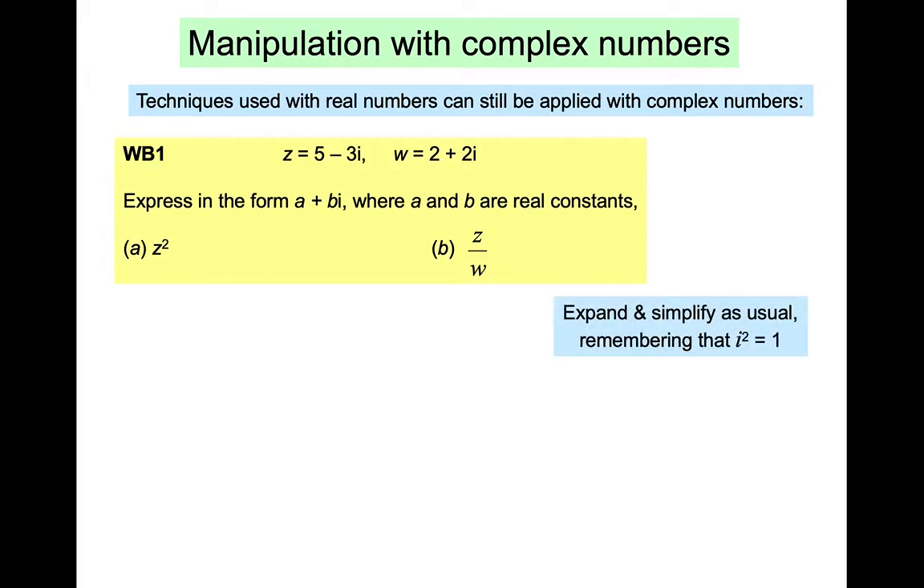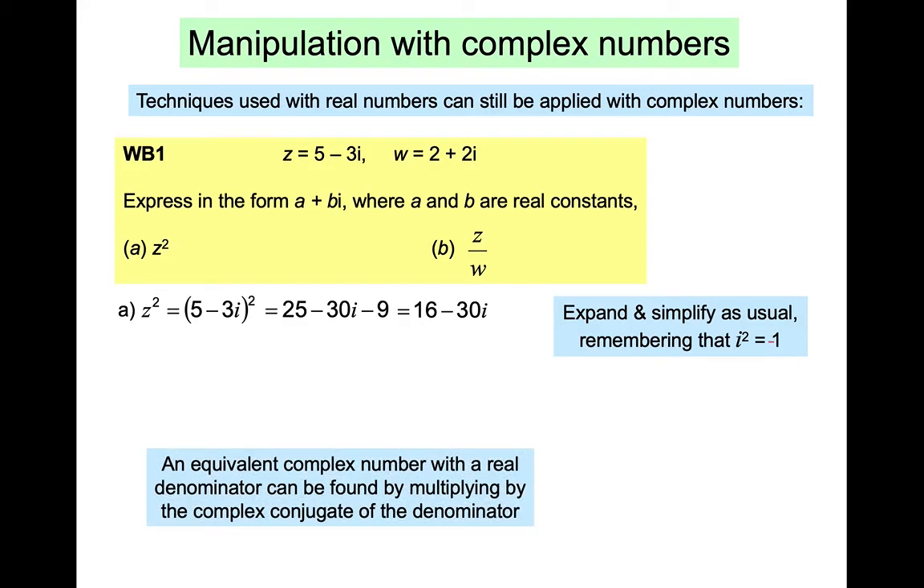Okay. Now, one thing I want to do is we're going to expand and simplify as usual, remembering that i squared equals not 1, that's a mistake, minus 1. Let's fix that. Substitute in and expand. I hope that expansion makes sense. The reason we have minus 9 instead of plus 9 is because minus 3 times minus 3 gives us plus 9, but i times i gives us i squared, which is equal to minus 1. So it's plus 9 times minus 1 equals minus 9. 25 minus 9 equals 16.